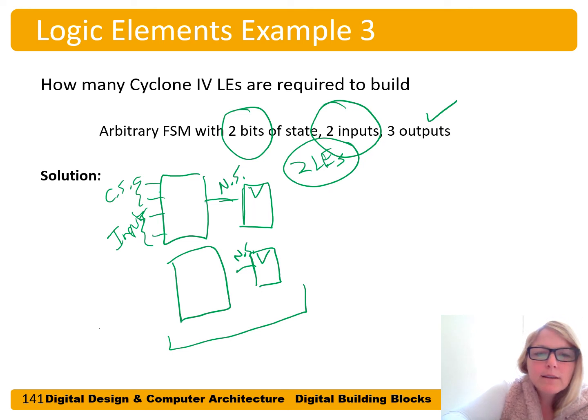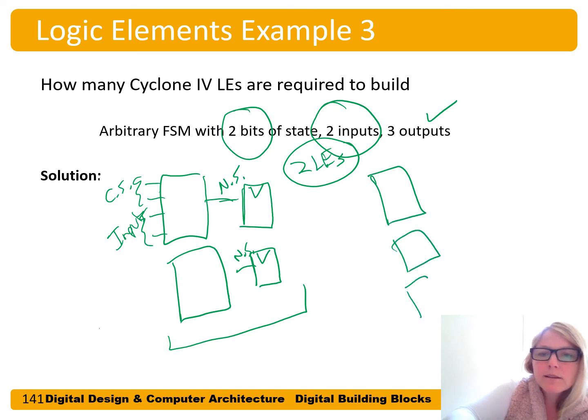And what about our outputs? Well, our outputs are determined just by our current state. So our current state is 2 bits, and we need 3 outputs though. So we're going to need three LEs to give us 3 combinational outputs.